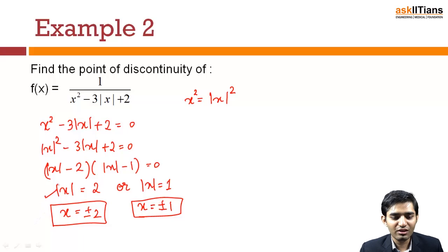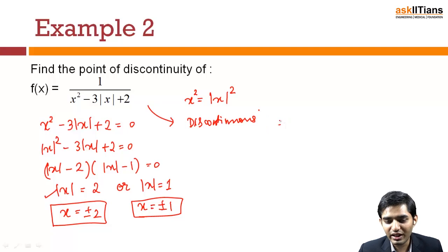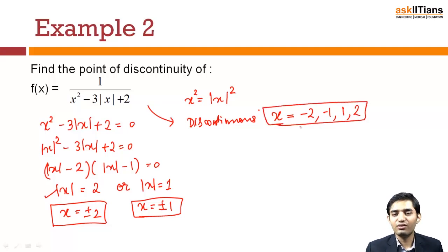So this function will be discontinuous at which 4 points? Here the denominator will go 0, so this function will be definitely discontinuous. It will be discontinuous at x equal to -2, -1, +1 and 2. So there are 4 points of discontinuity of this function.